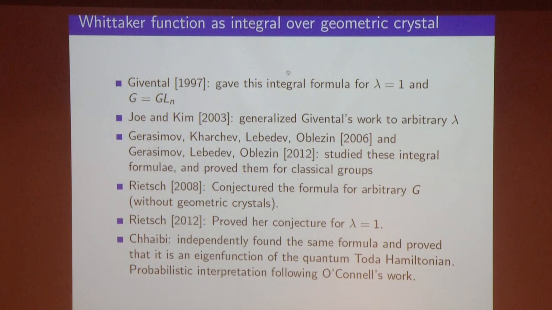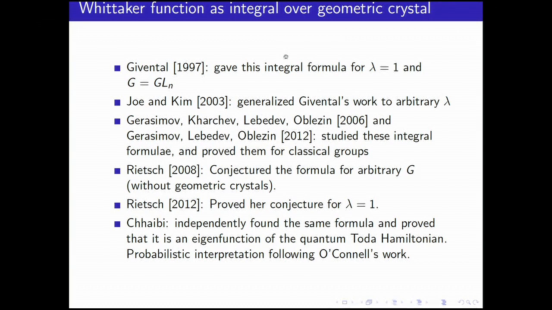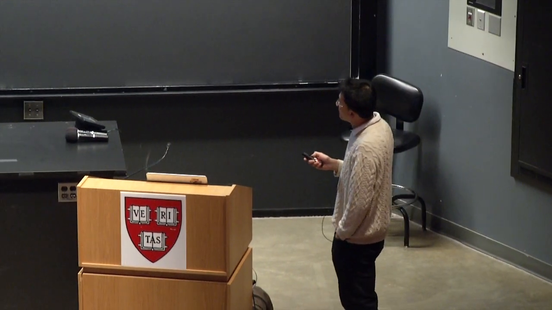From a different direction, it was noticed that these integrals were really important in probability, and Chhaibi, independently of my work, found the same formula, and then gave a probabilistic interpretation. He actually proved many things about this integral. He gave a probabilistic interpretation of this formula, and I believe this probabilistic interpretation first came up in Neil O'Connell's work. One distinction is Chhaibi has a lot of analytic control over this integral, which I don't have any. On the other hand, it seems like in probability you only see the total Hamiltonian, the second order differential operator, and you don't see the higher ones.